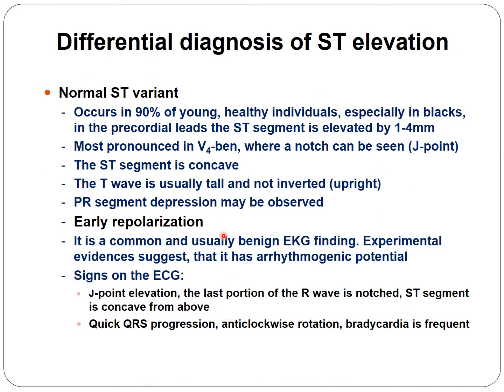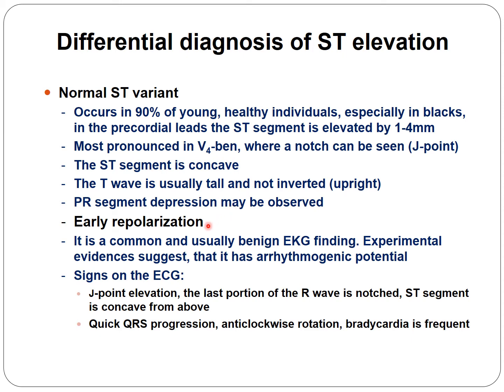The normal variant of the ST elevation occurs relatively often in young healthy individuals, especially in blacks. In the precordial leads, the ST elevation can be as much as 1 to 4 millimeters. It is most pronounced in V4, where a notch can be seen. That can be the J point. The ST segment is concave. The T wave is usually tall and not inverted. This is the upright position. The PR segment depression may be observed as well.